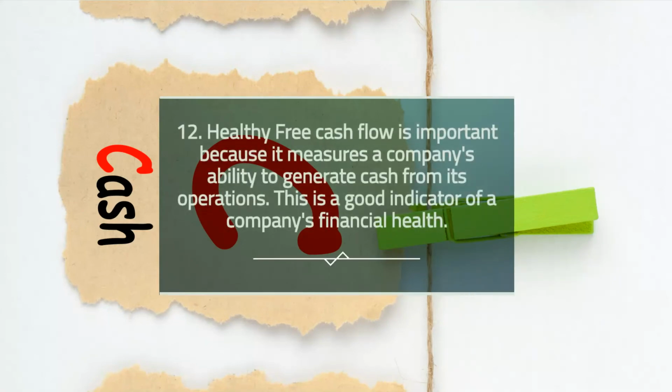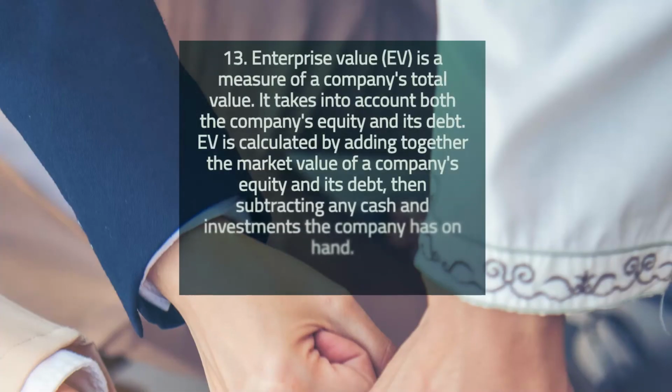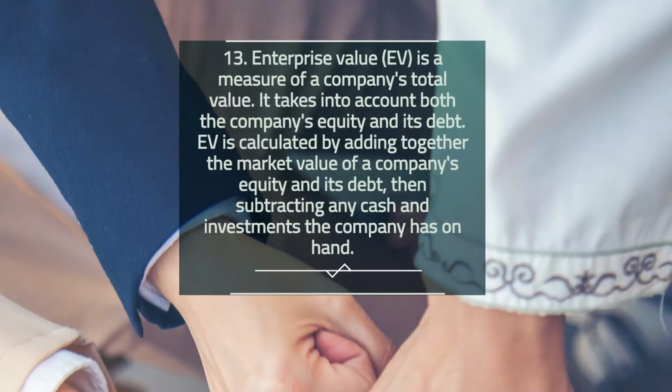12. Healthy free cash flow is important because it measures a company's ability to generate cash from its operations. This is a good indicator of a company's financial health. 13. Enterprise value, EV, is a measure of a company's total value. It takes into account both the company's equity and its debt. EV is calculated by adding together the market value of the company's equity and its debt, then subtracting any cash and investments the company has on hand.